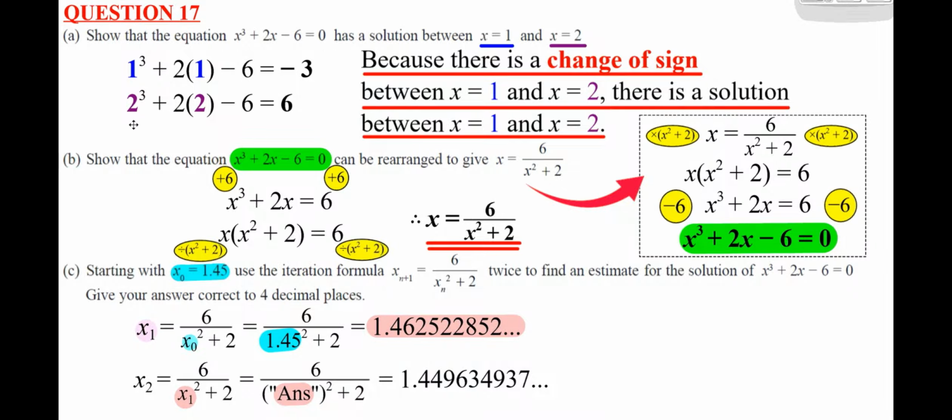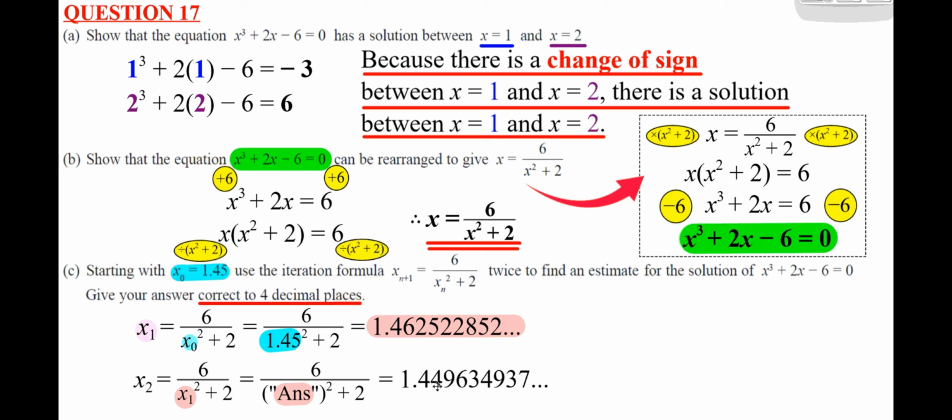However, we want this to 4 decimal places. Look, not all of this. So 4496. Does that 6 round up to a 7? No, because next to the 6 is only a 3. So we're going to cut it off after that 6.